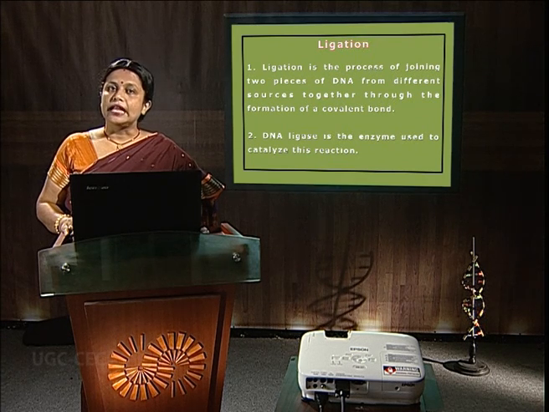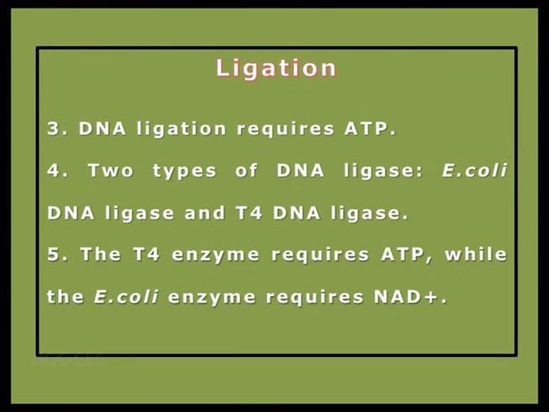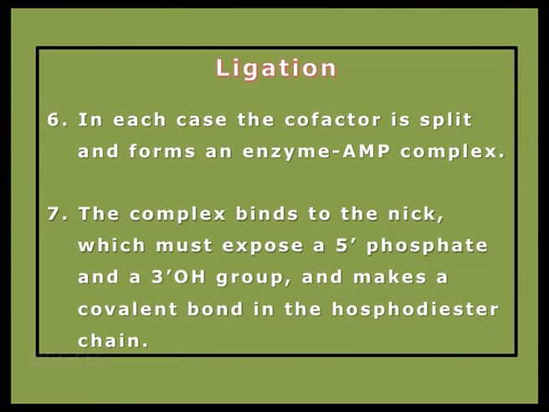What is ligation? Ligation is basically a process of joining 2 pieces of DNA from different sources. There are two different types of enzymes, namely E. coli DNA ligase and T4 DNA ligase, which are involved in joining the two different DNA fragments. The difference lies in their cofactor requirements. For example, T4 DNA ligase requires ATP as the cofactor, whereas E. coli DNA ligase requires NAD+ as its cofactor. But both of them finally lead to the formation of the enzyme AMP complex.